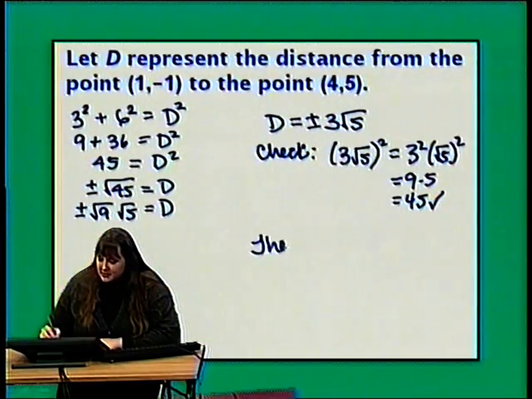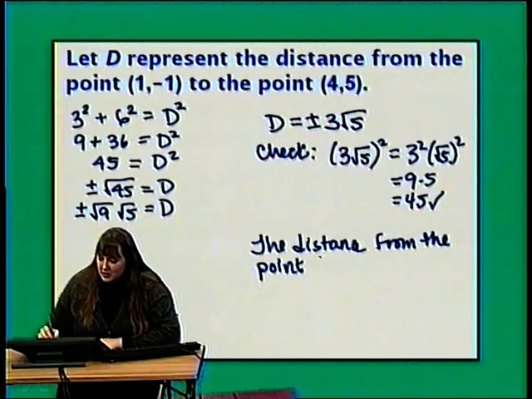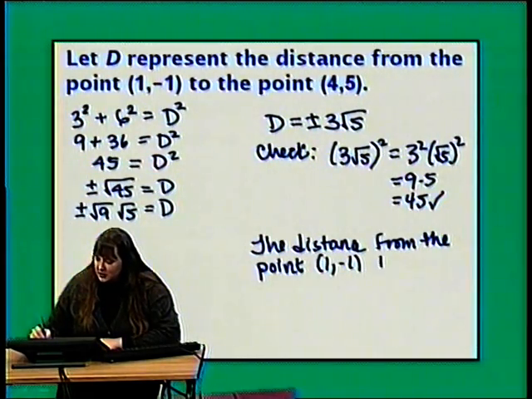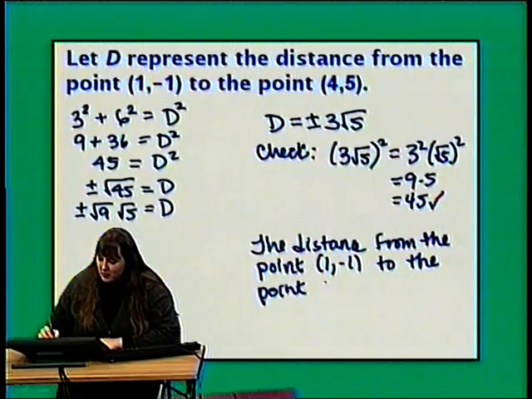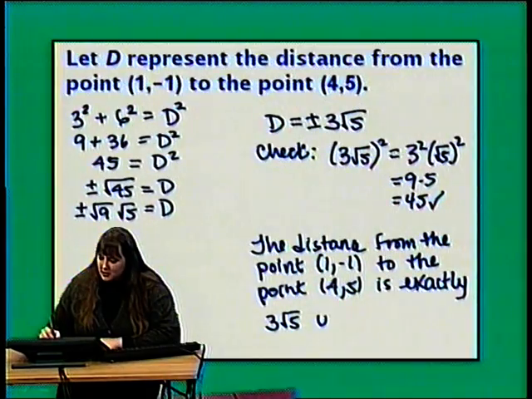So I can say the distance from the point 1, negative 1, to the point 4, 5, is exactly 3 radical 5 units. And that concludes lesson 13.